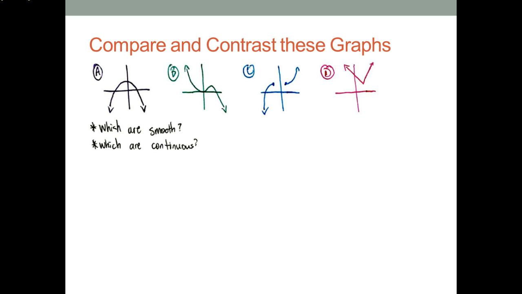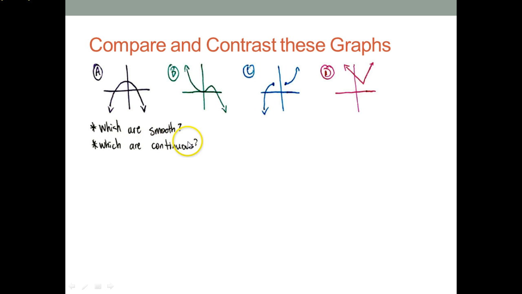So, which of these graphs are smooth? I see that graph A and B, and to some respect C, are all smooth. They don't have any sharp edges or corners. Unlike what we see here with graph D, which does have one sharp corner. And because of that vertex here, we know it is not smooth.